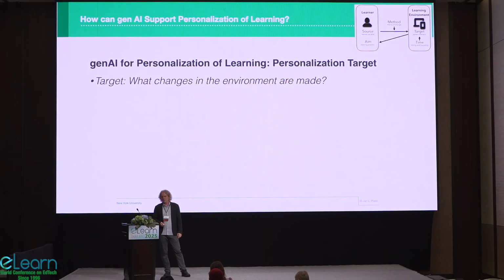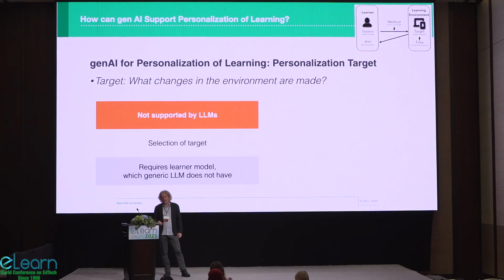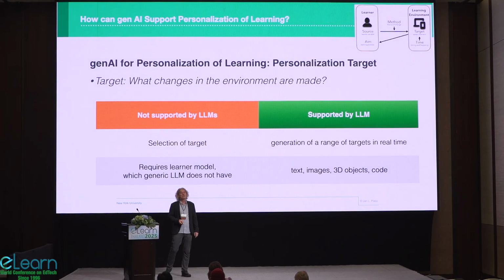But when it comes to the target, what we can't do is the selection of the target. What should we change? That's very hard for the LLM because it requires a learner model which they don't have. But what we can do is generate a range of different targets. So if I know what to do, then I can generate that range of targets.